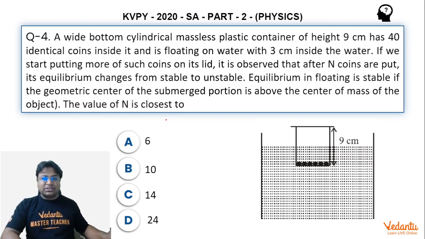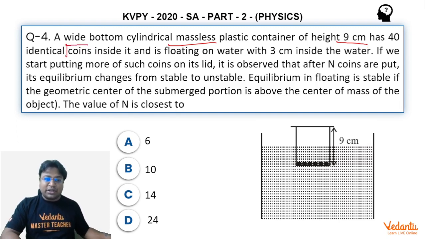Now this question says that a wide cylindrical massless plastic container of height 9 centimeter has 40 identical coins inside it. The significance of using a coin here is that we can consider coins to be entities that have negligible volume. With these 40 coins it is found to be floating with 3 centimeter inside the water.